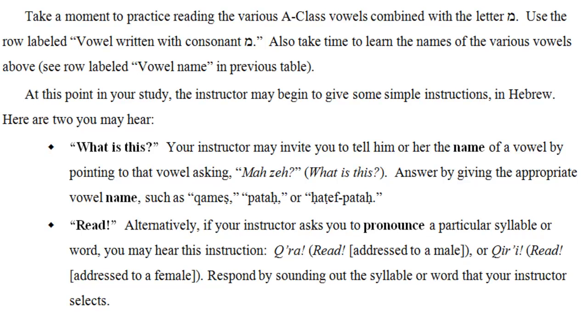At this time, you may find your instructor using some simple Hebrew directives. For example, your instructor may want to inquire, "What is this?" pointing to perhaps a consonant or a vowel. And the way he or she will say this will be by asking, "Ma zeh?" Ma zeh. That means, "What is this?"